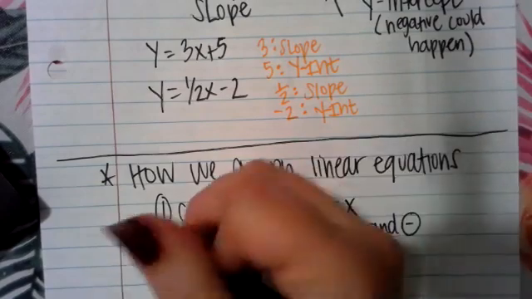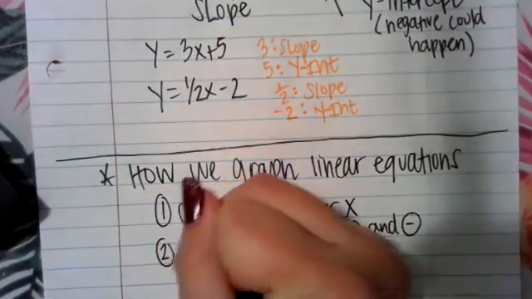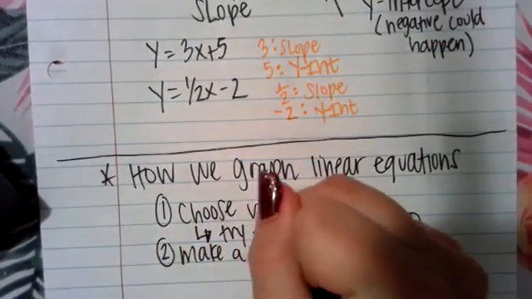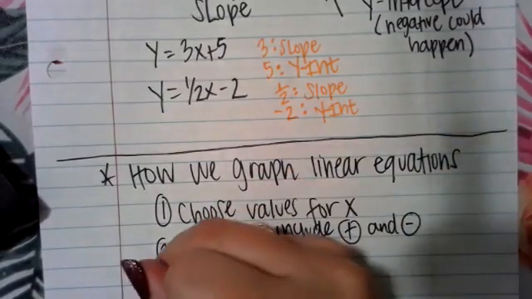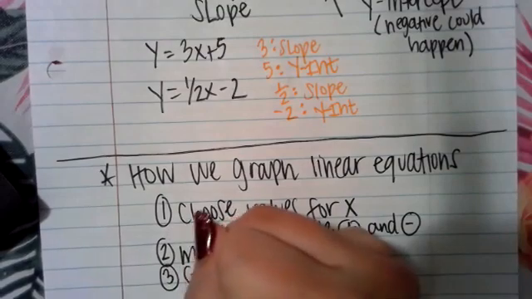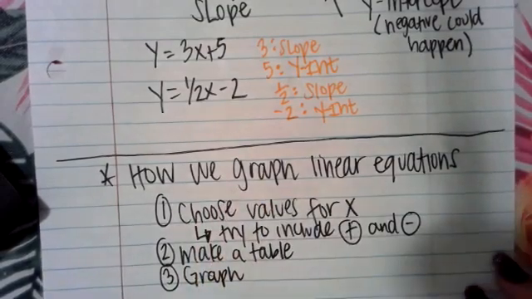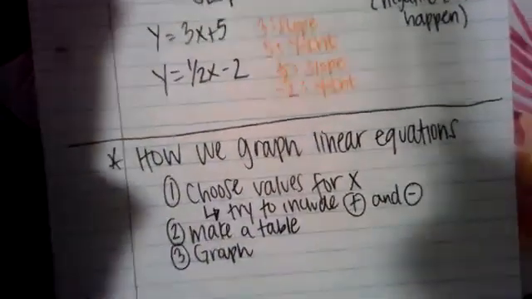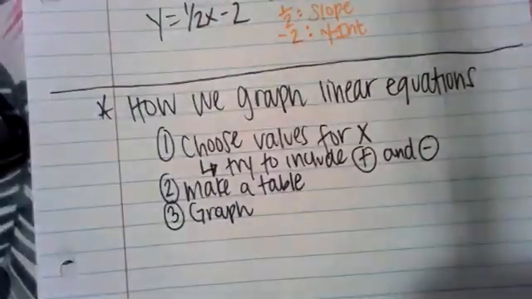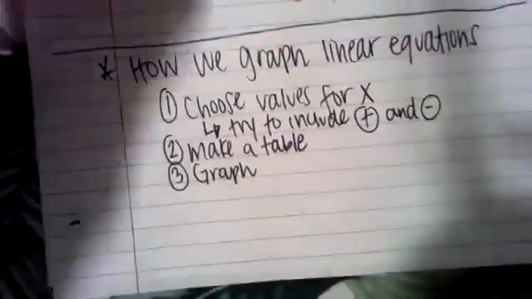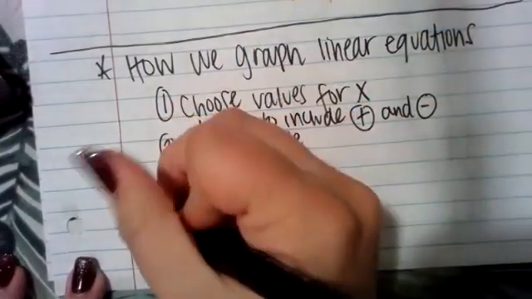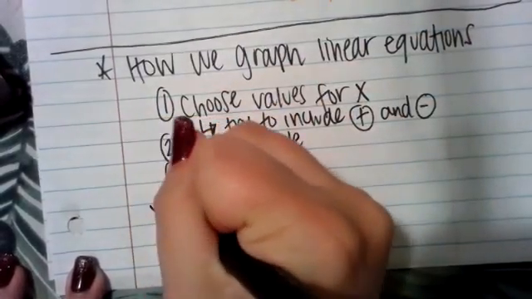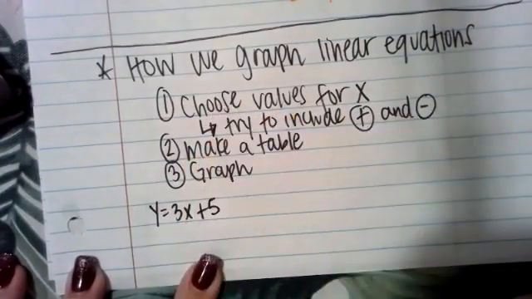Then what we're going to do is make a table, like an XY table or a T-chart, and then we're going to graph. That's it. It's like a 3-step process. Okay. So let's say we are given the linear equation. Why don't we use the one from above? Y equals 3x plus 5.